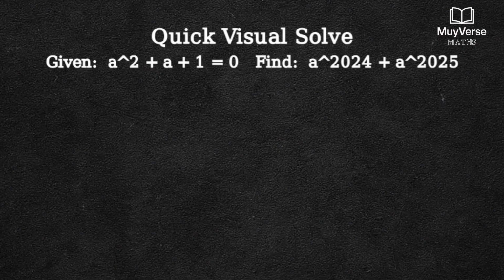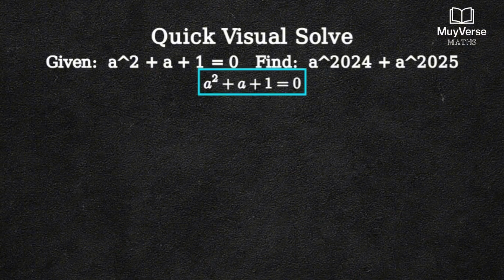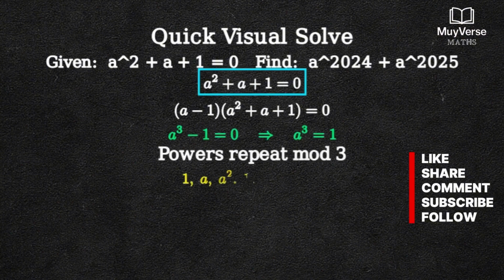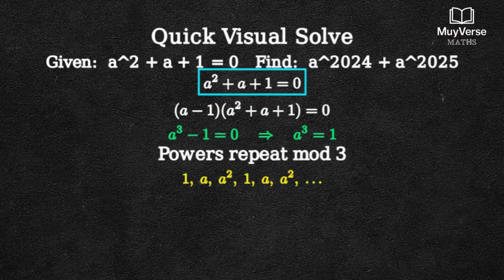Start with the given equation. We will turn it into a power cycle fact. Multiply both sides by the factor a minus 1. That gives (a minus 1) times (a squared plus a plus 1) equals 0. The product is a cubed minus 1 equals 0, so a cubed equals 1. Since a does not equal 1, this means a is a cube root of unity and powers repeat every 3.